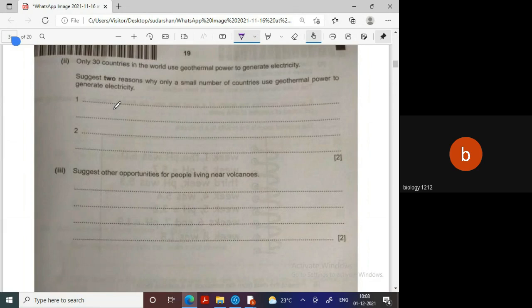That's very important here. The next one says that only 30 countries in the world use geothermal power to generate electricity. Suggest two reasons why only a small number of countries do. Now we know that there is some limitation. They are asking directly for the limitations here. So what would be the first thing? First one is geographical area.